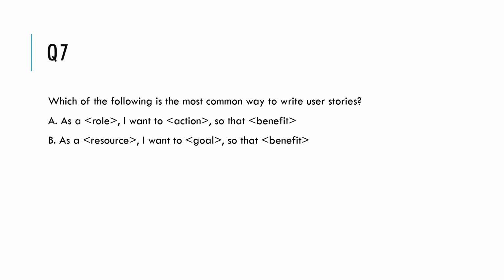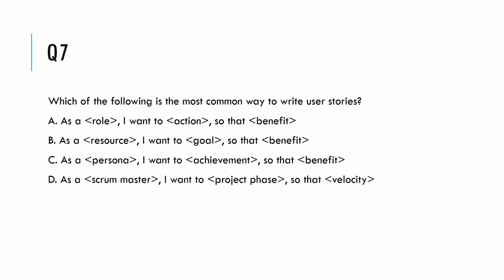Or as a resource, I want to goal so that then there is a benefit, or as a persona, I want to achievement so that then there is some benefit. As a scrum master, I want to project phase so that velocity, right? What do you think is the right answer? And like I said, if you know, you already know, the correct answer is option A. As a role, I want to action so that whatever the benefit is going to be, right? So this is how user stories are essentially written.